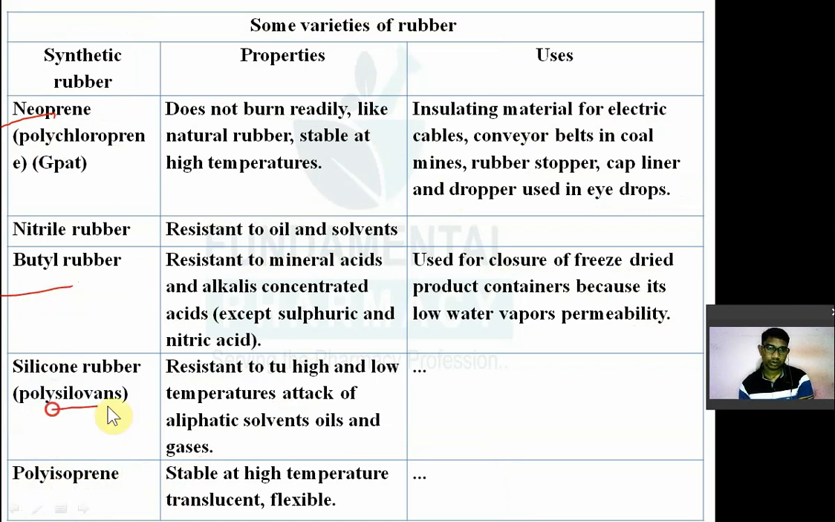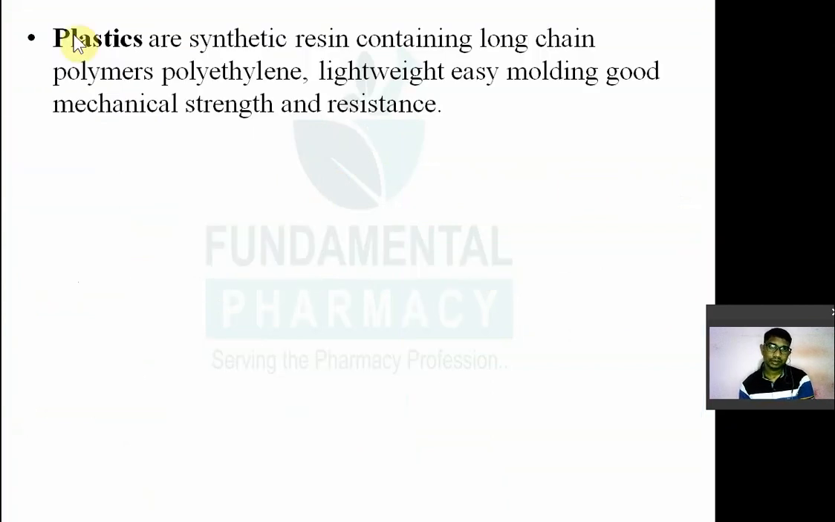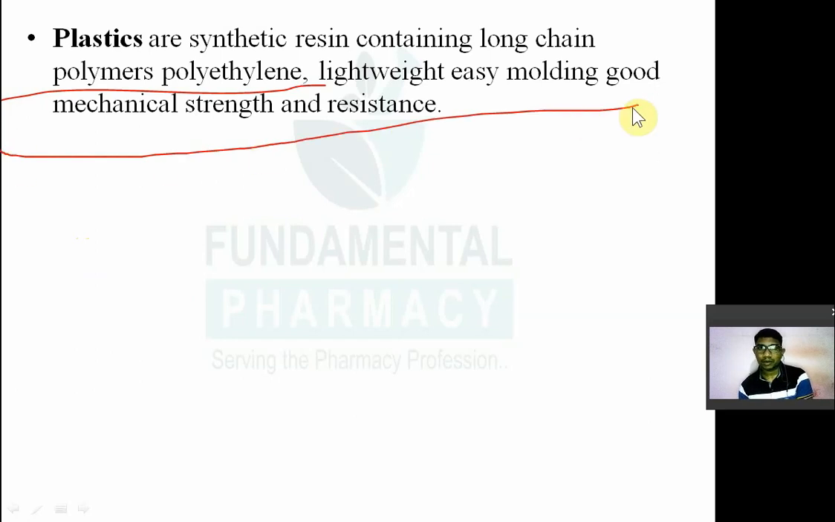Then now last one is the plastics. They are semi-synthetic resin containing long chain polymer of polyethylene. Polyethylene से बनता है ये प्लास्टिक. लाइट वेट है प्लास्टिक, इजी टू मोल्ड होता है, गुड मैकेनिकल स्ट्रेंथ भी होता है, रेजिस्टेंट भी होता है उनका. सो पेट बॉटल्स, यू माइट हैव सीन पेट बॉटल्स और पेट बॉटल कंटेनर इन your syrups emulsions of milk. पेट बॉटल यूज करते हैं प्लास्टिक.